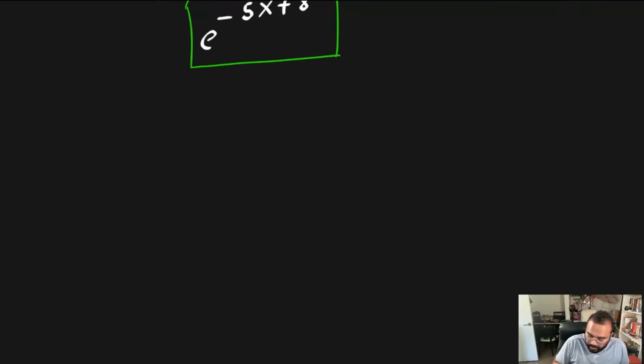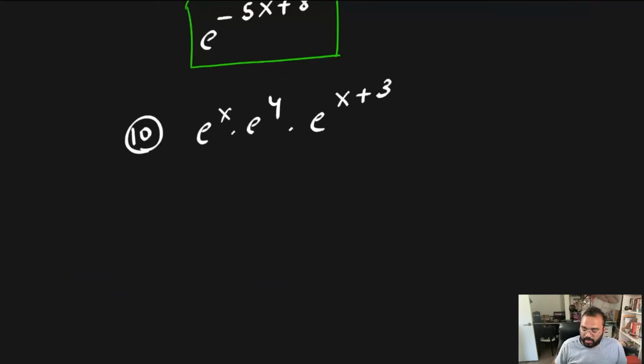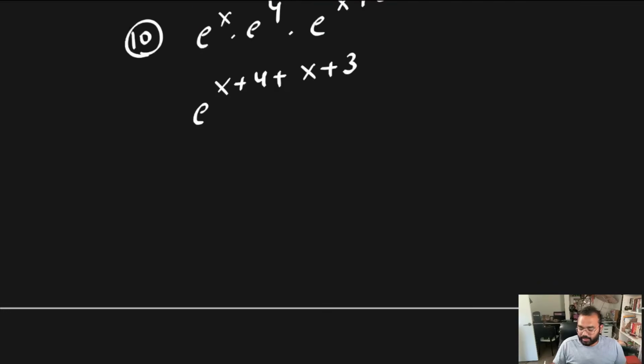Final problem for this video. 10th problem. e to the power of x times e to the power of 4 times e to the power of x plus 3. So again, the bases are the same. So we add exponents. e to the power of x plus 4 plus x plus 3. So x plus x is 2x and 4 plus 3 is 7. So we go e to the power of 2x plus 7. And that is the answer for this question.